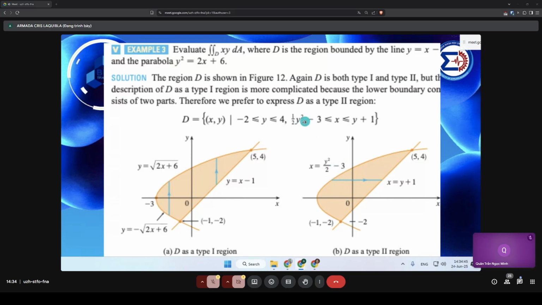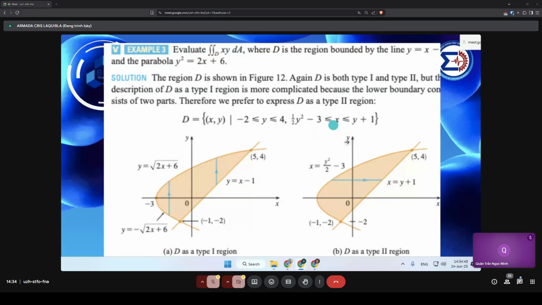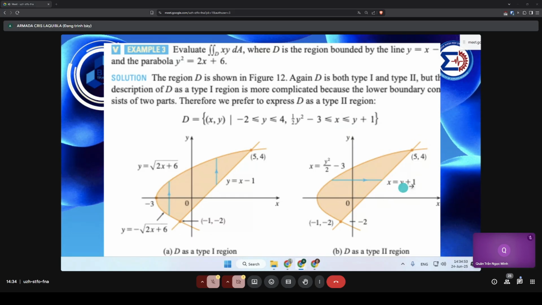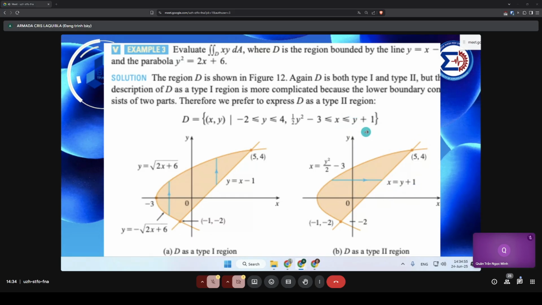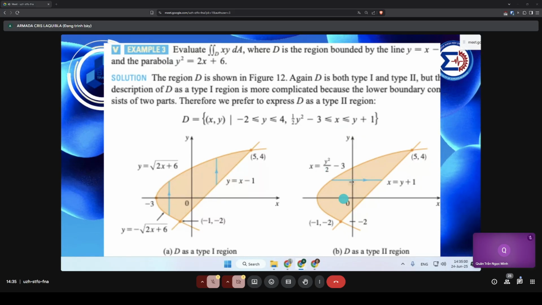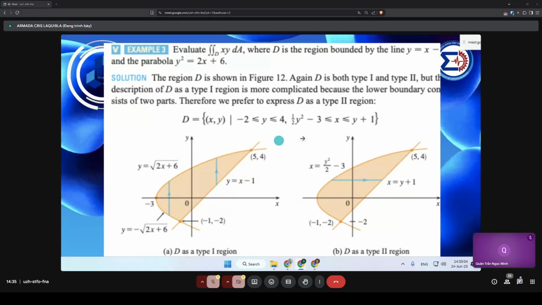And this is now, you can write it like this. 1 half y squared minus 3 less than or equal to your x less than or equal to this. X is equal to y plus 1. Okay? Because your x there is between the two graphs there. And now we will use this one to solve it.